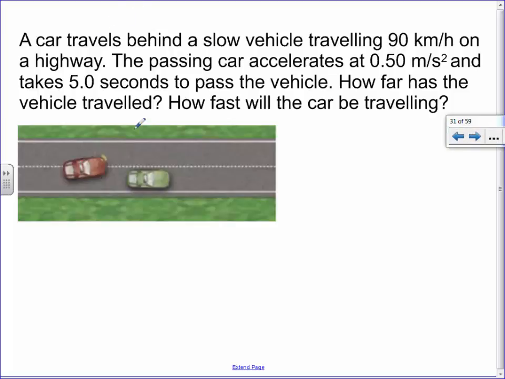Let's say that you've got a car traveling behind a slow vehicle, right? You've probably been here before. The guy in front of you is going 90. You're like, speed up. I mean, unless it's winter, and then maybe that's okay, right? So what do you do? Well, you pull over and you want to pass them. Right? That's logical. And somehow your car measures that you're accelerating at this speed, right? Because you have to speed up to pass them. You can't just keep going 90 and expect to pass the guy. You're going to have to speed up, right? So you accelerate at this rate, and it takes you 5 seconds. My question here is, how far has the vehicle traveled, right?